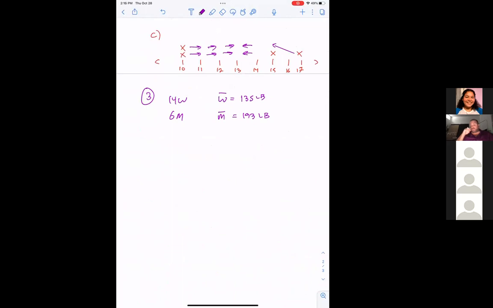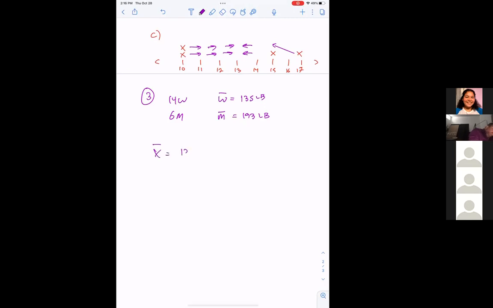So you can't just average 135 and 193. Why can you not average 135 and 193? I guess technically you can average them, it just won't give you anything meaningful. Why? There are more women than men, so we expect the weighting to lean more in that direction. So the overall average, X bar.